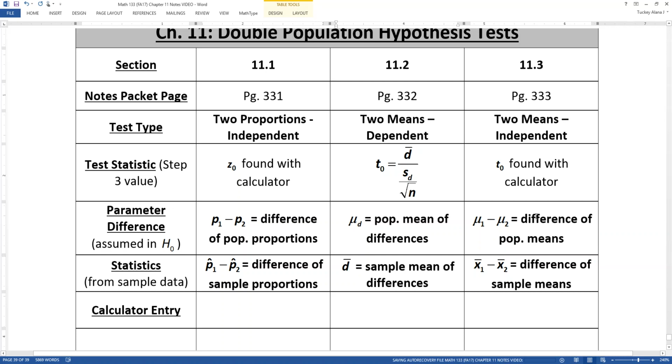11.2 is the special case where they're actually like before and after, or husbands and wives, brothers and sisters, people that are related and not independent of each other. And that makes it kind of an easier case, but kind of a special case.